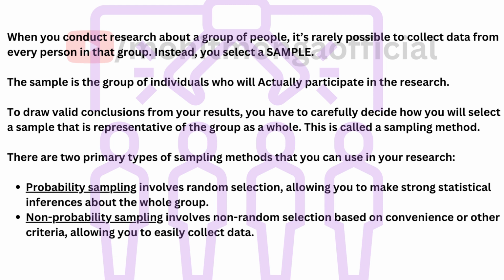There are two primary types of sampling methods that you can use in your research. Probability sampling involves random selection, allowing you to make strong statistical inferences about the whole group. Non-probability sampling involves non-random selection based on convenience or other criteria, allowing you to easily collect data.